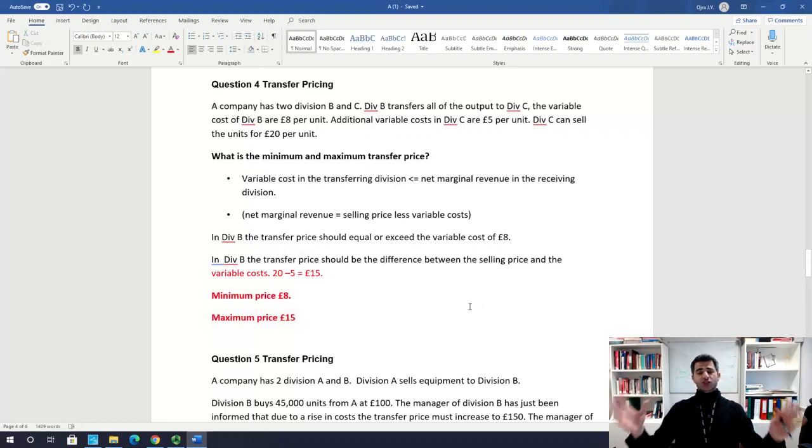So now the negotiated transfer price: they sit together and agree on any price between 8 and 15.